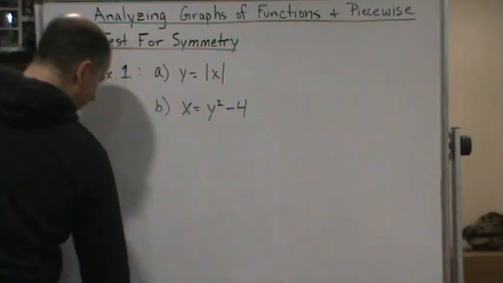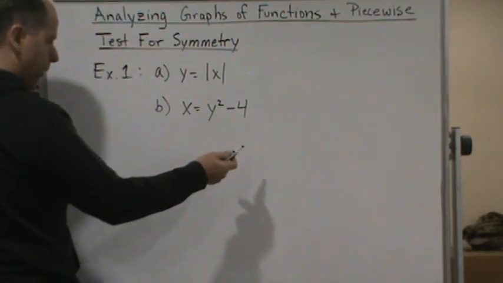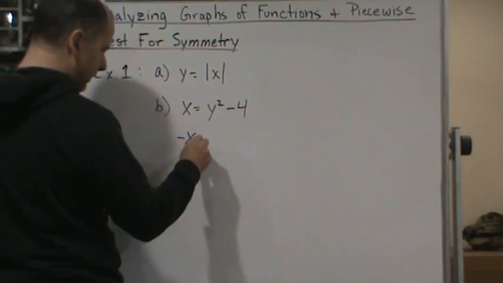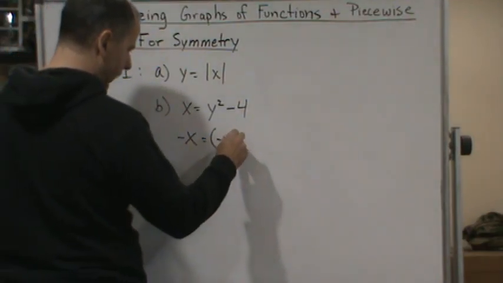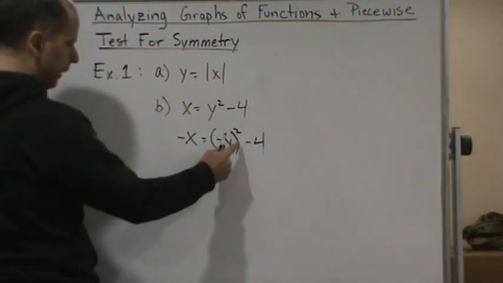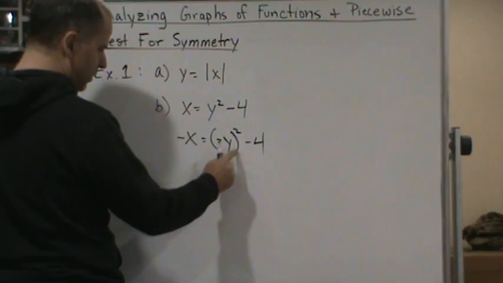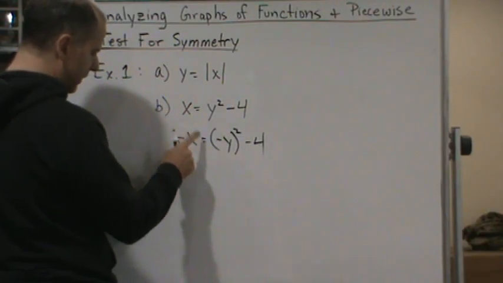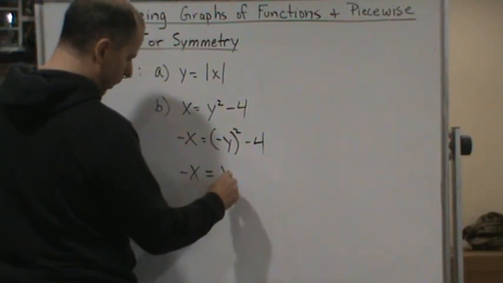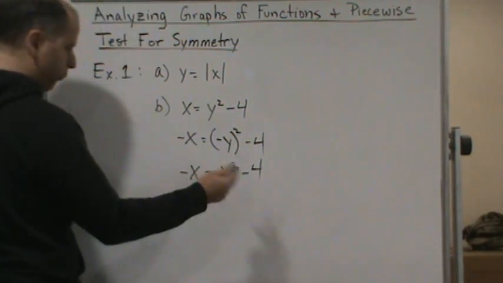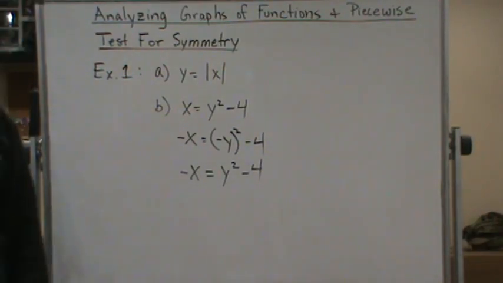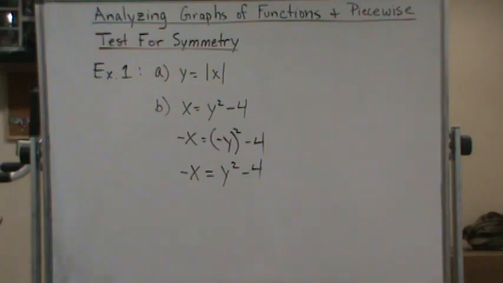Now, if I replace both with the negative values, right? So if I were to say -x equals -y, quantity squared, minus 4. Now here's the thing. We already know what's going to happen here. This is just going to become y squared. This isn't going to change. So I'm going to get -x equals y squared minus 4. And as we saw before, we can't do anything with that. So in this case, it's not going to be symmetric with respect to the origin.